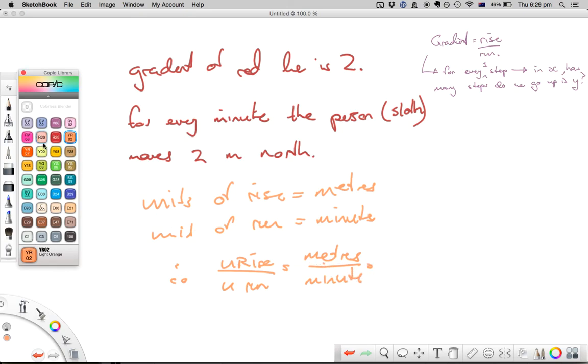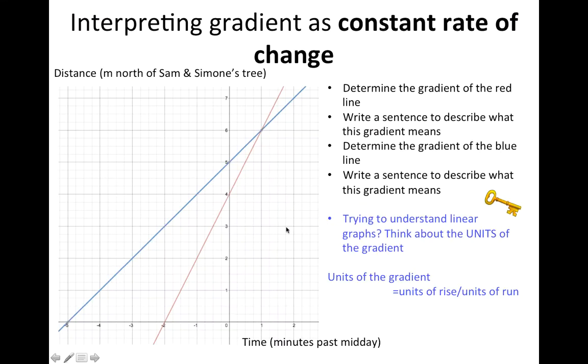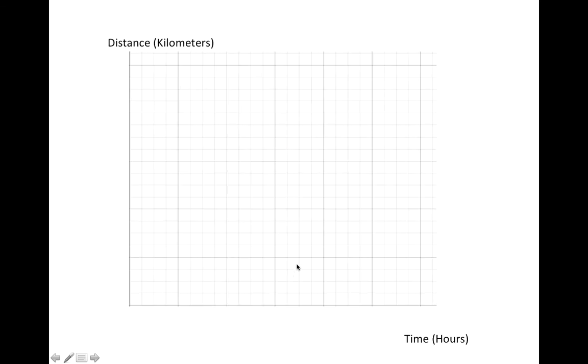So we could change our sentence to say sloth going 2 meters per minute, which is a speed, which is a velocity, meters per minute. So that's pretty much what we're doing when we're interpreting these graphs. We're looking at the units of the y-axis over the units of the x-axis. So a couple more examples.